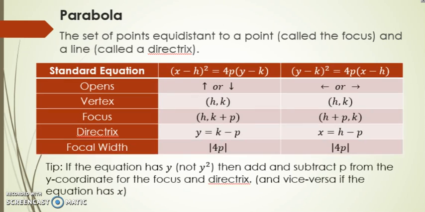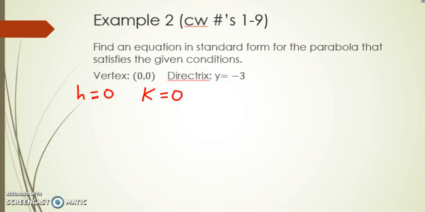So if we look back at our equations, there's the directrix that has y equals a number, and there's the directrix equation that has x equals a number. So right now, I know that it's got to be the x squared version, and I'm going to be writing y equals k minus p. So -3 equals k minus p. Now since we know that k is equal to 0, that means -3 equals 0 minus p.